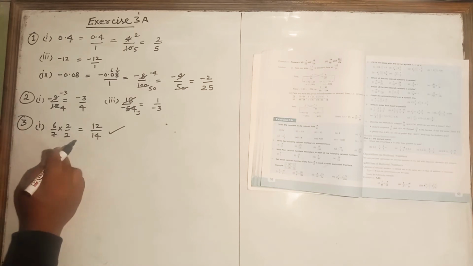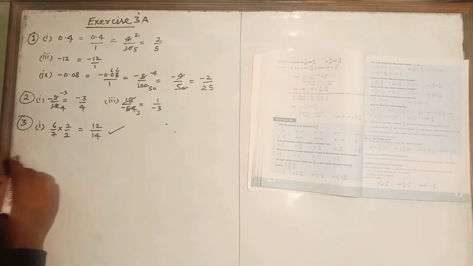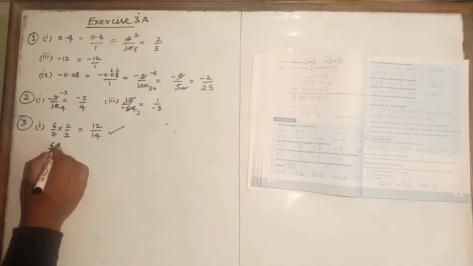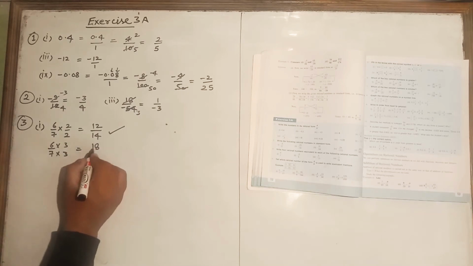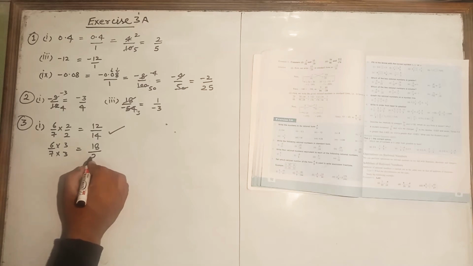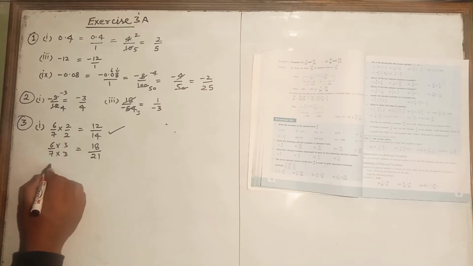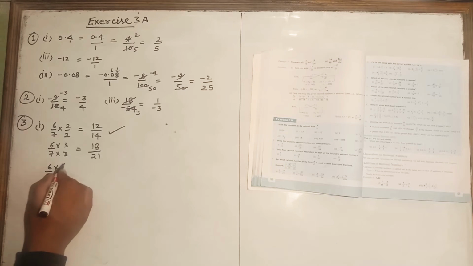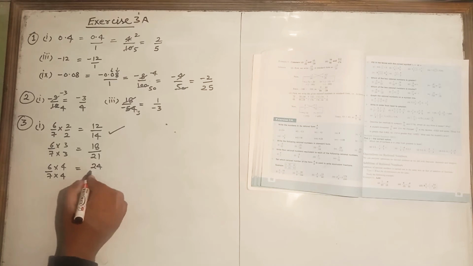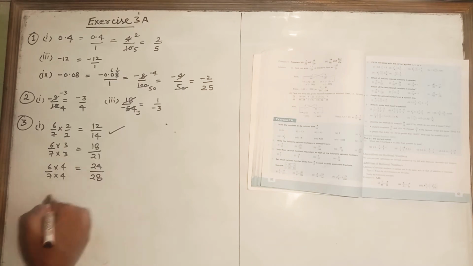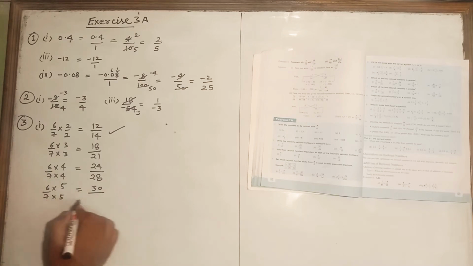Same way here we multiplied numerator and denominator with 2. Now we will multiply numerator and denominator with 3. So what it will become? 6 3s are 18 and 7 3s are 21. This will become, and one more we can write, 6 upon 7 into 4. We can multiply in numerator and denominator also. It will become 24 upon 28. Same way one more, 6 upon 7 into 5, we will multiply numerator and denominator by 5. It will become 30 and 35.